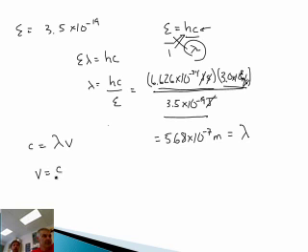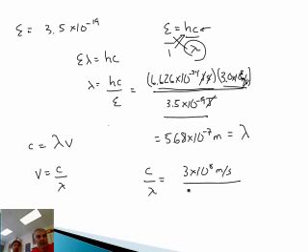C divided by lambda. So that's going to be 3 times 10 to the 8th meters per second divided by the wavelength, which we determined just a minute ago, 5.68 times 10 to the minus 7th meters. Now, again, let's think about this unit-wise. The meters are going to cancel, and you're going to end up with some number over seconds. It's technically seconds to the minus 1.